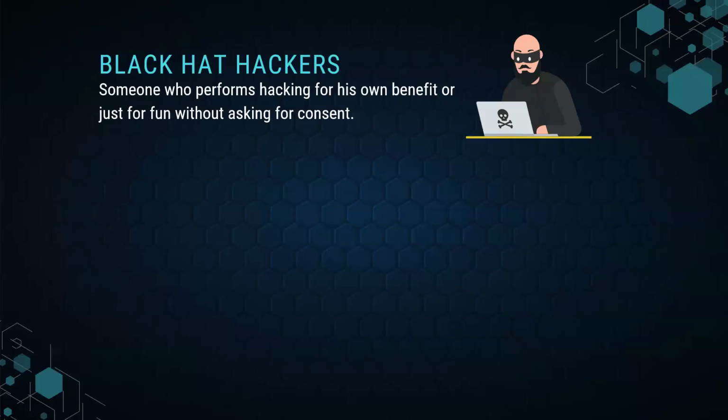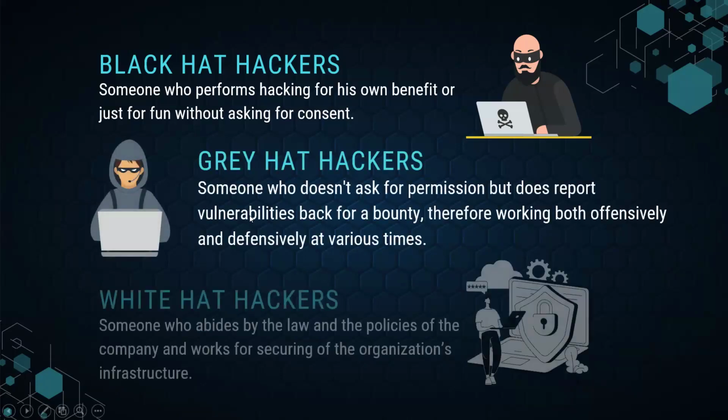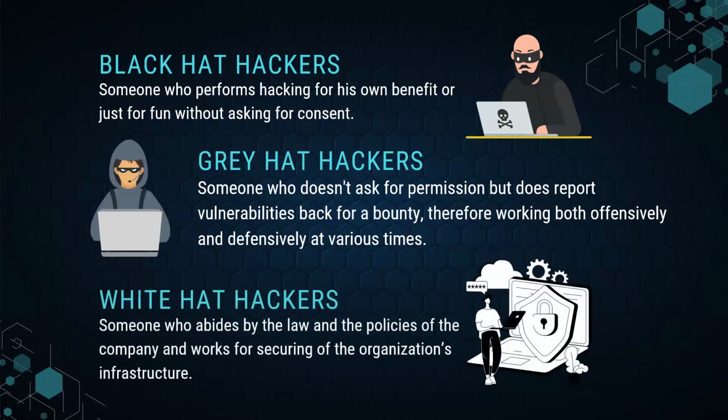On the other end of the spectrum, we have white hat hackers. White hat hackers are the ethical hackers or the cyber professionals who perform ethical hacking to protect the organization's infrastructure. And in between, there's a third mysterious category called gray hat hackers. These are people who have the qualities of both white hat and black hat hackers. Like a white hat hacker, they find vulnerabilities in devices and organizations. But like black hat hackers, they don't ask permission. They do this without taking any consent. They work both offensively and defensively at various times, and hence they are a mixture of both, hence called gray hat hackers.